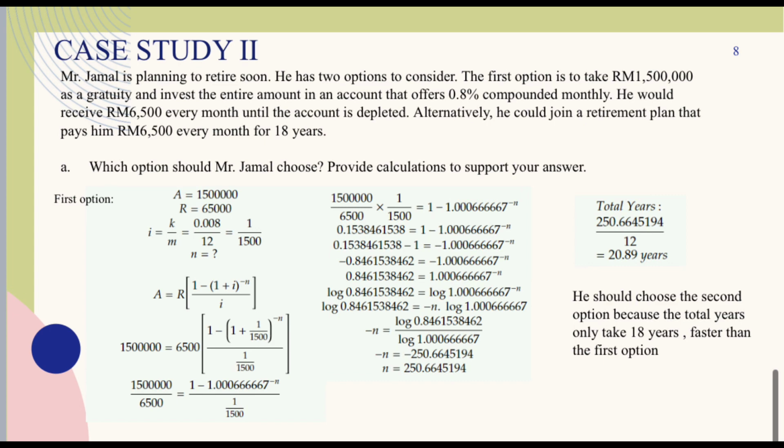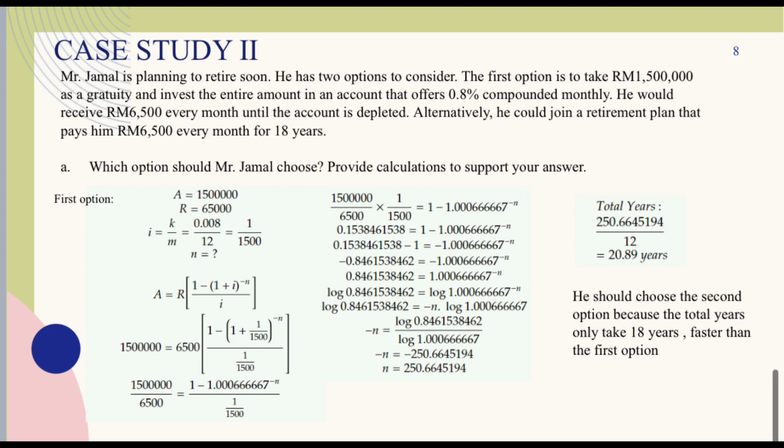Then 1,500,000 over 6,500 times 1 over 1,500 equals 1 minus 1.000666667 power negative n. Solving the right side, we will get 0.1538461538 equals 1 minus 1.000666667 power negative n.